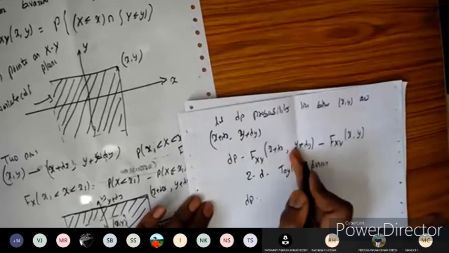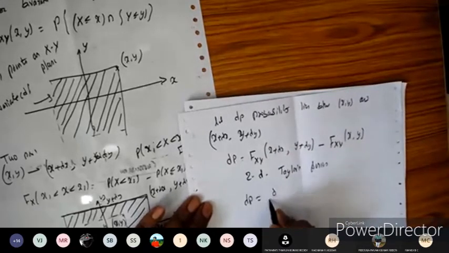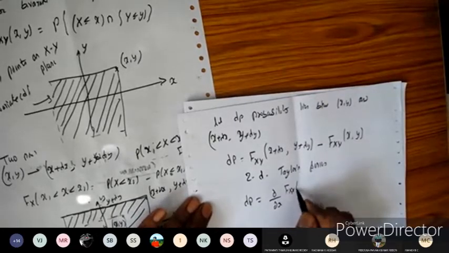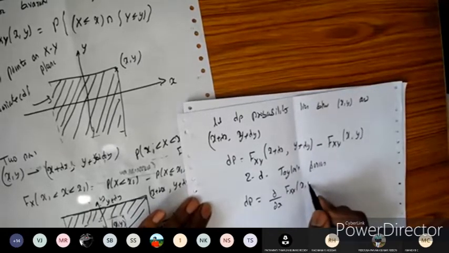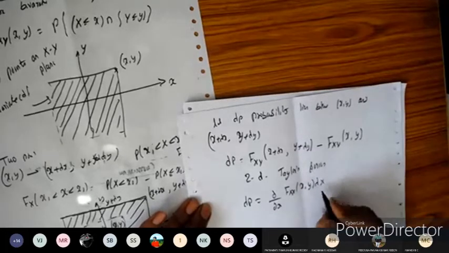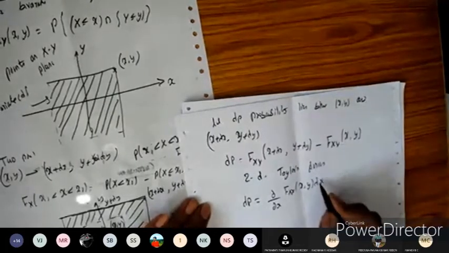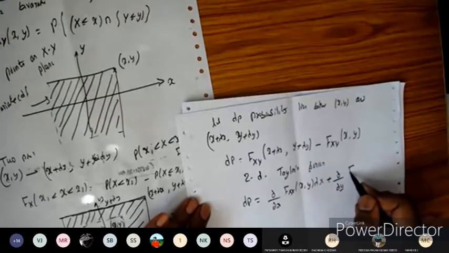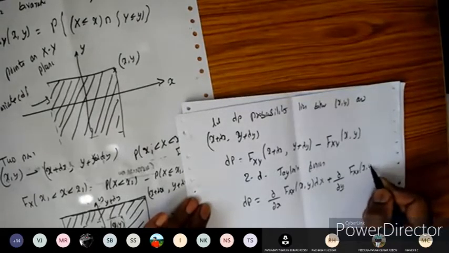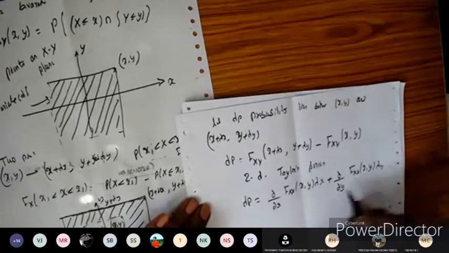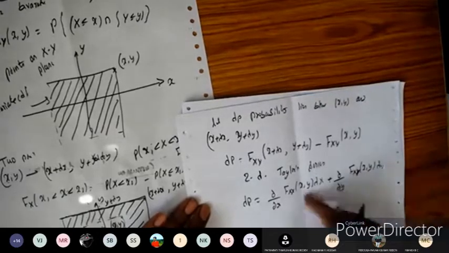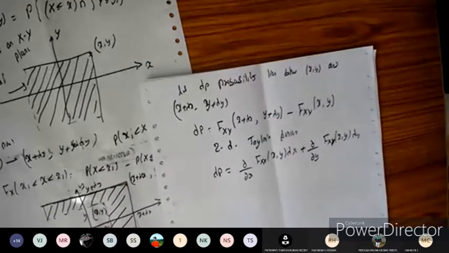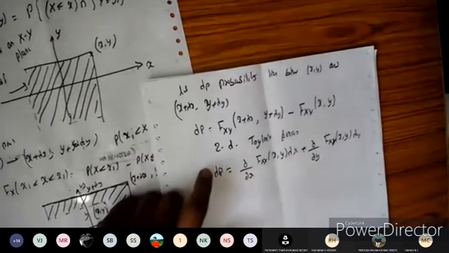In the two-dimensional Taylor series, this can be given as del by del x of F_XY of x comma y with respect to dx, plus del by del y of F_XY of x comma y with respect to dy. We can define it like this also. So these are different ways of defining the bivariate CDF with an example using the Taylor series.